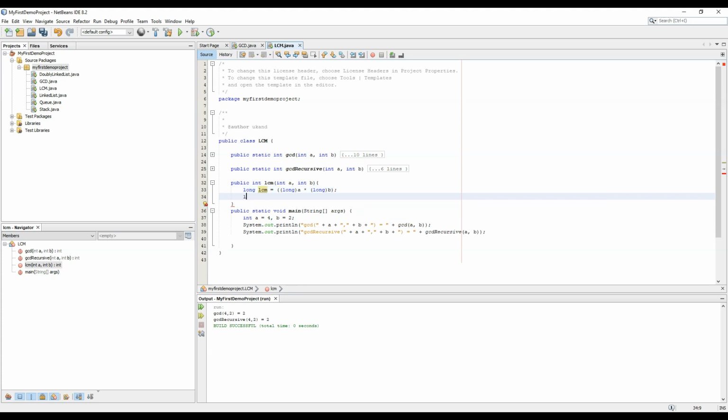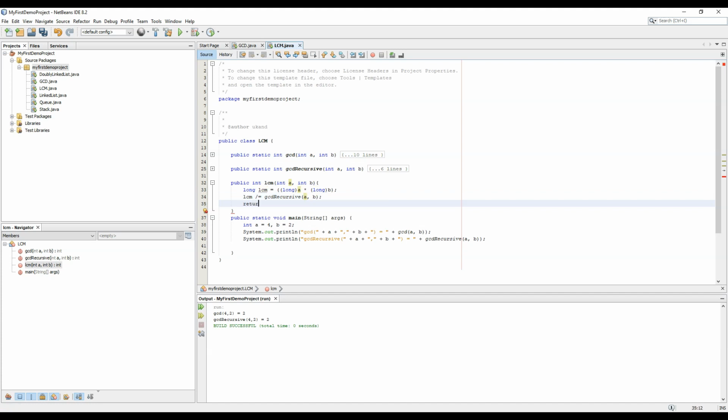Now LCM divide-equals GCD. Let's use the recursive function with A and B, and return the LCM. We need to convert it into int now, since after dividing it by the GCD it would again become a small number. So let's modify this function to compute the LCM of A and B, and make this function static.